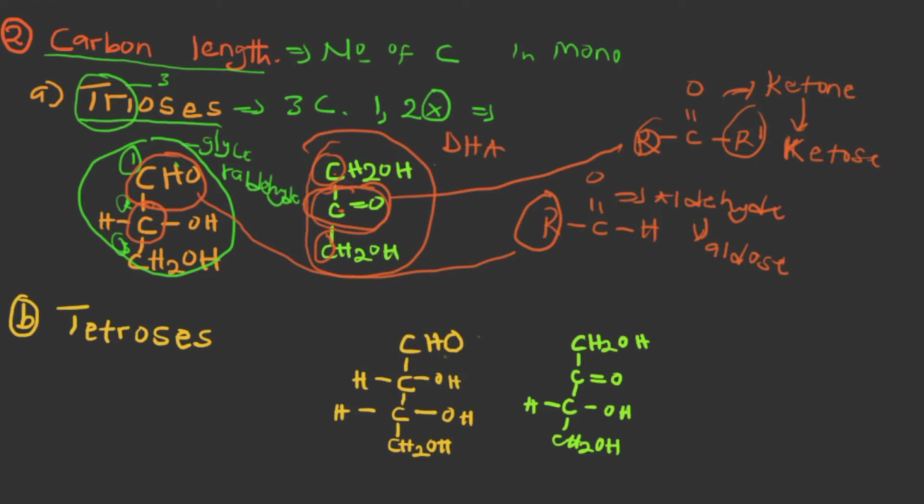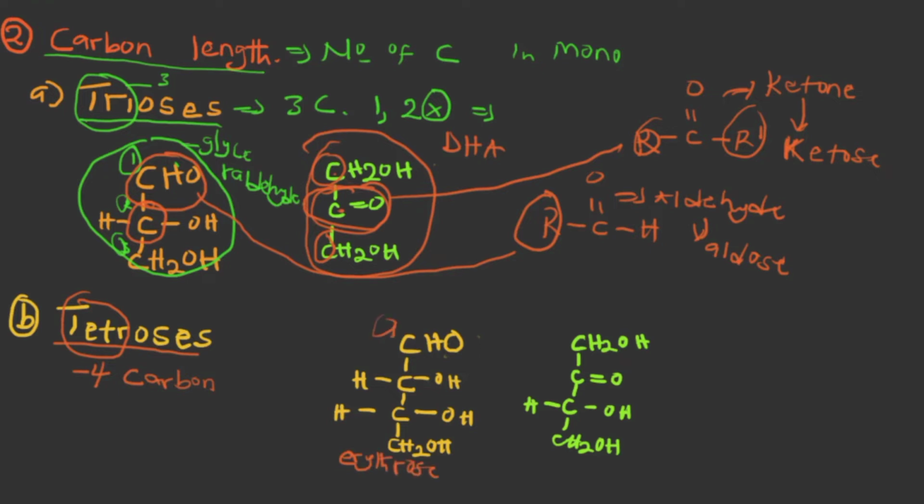So the next category in this classification is called tetroses, right? And this word is from tetra, and tetra means 4. So tetroses are monosaccharides that have only 4 carbon atoms. Okay, so an example of those is erythrose. Yeah, this is erythrose.